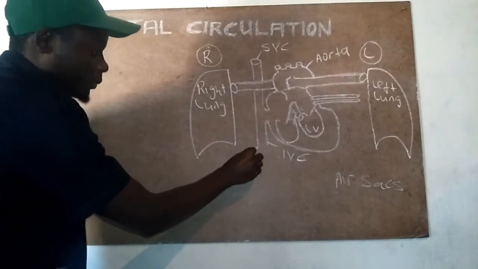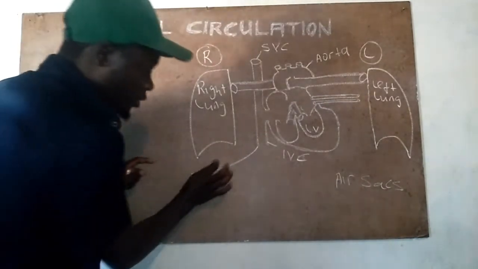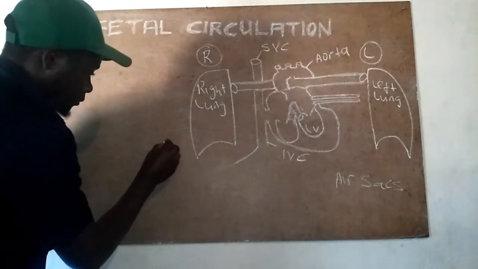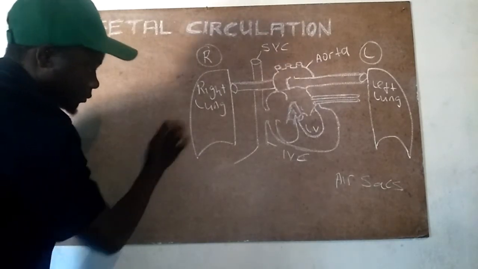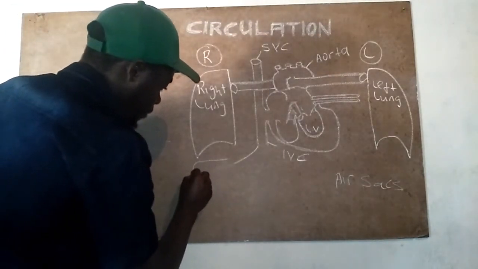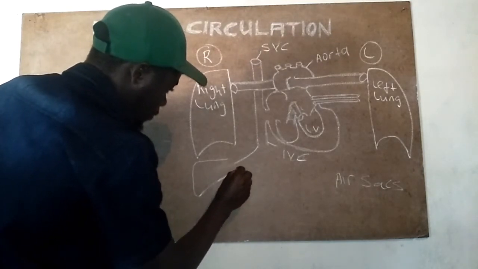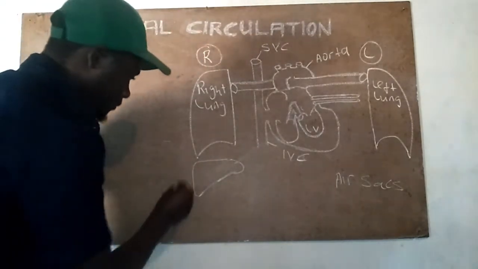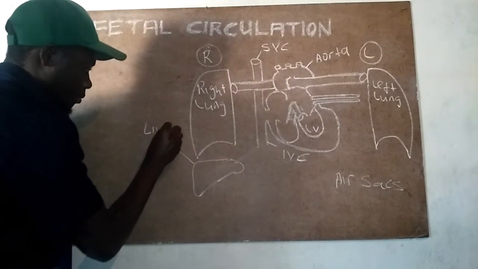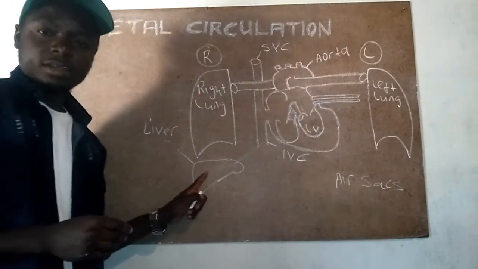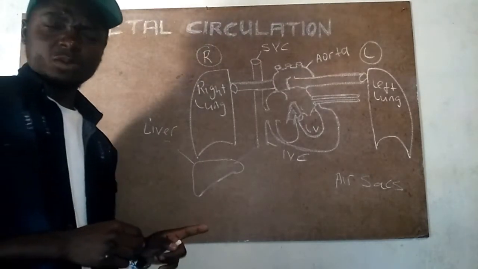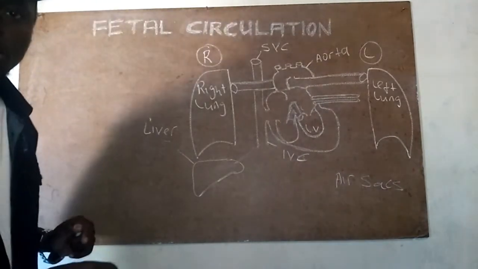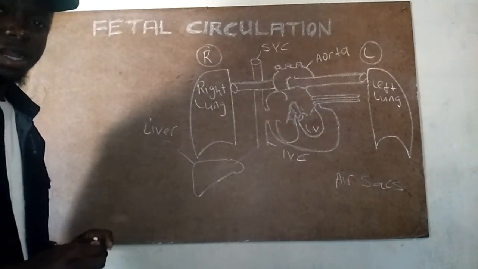So blood is going to come from here. So we are going to draw the liver. So this is the liver. And the liver gets its blood supply from the placenta via the umbilical vein. So we are going to draw the umbilical vein and the placenta for us to understand where this is coming from.